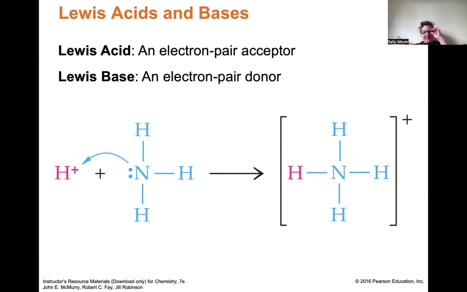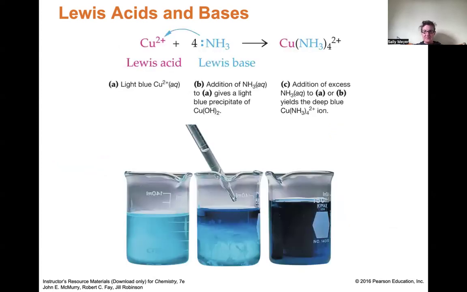So things like ammonia, which were bases in the Bronsted-Lowry definition, are also Lewis bases here, but now you can see why. NH3 has a lone pair on it, and in order to pick up that proton, it donates its lone pair to the proton. So a Lewis base is an electron pair donor. This is also a Bronsted-Lowry base, but it would not be an Arrhenius base because it doesn't dissociate in water to make OH minus.